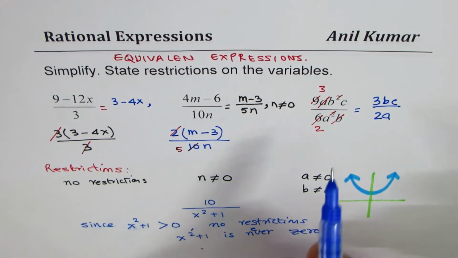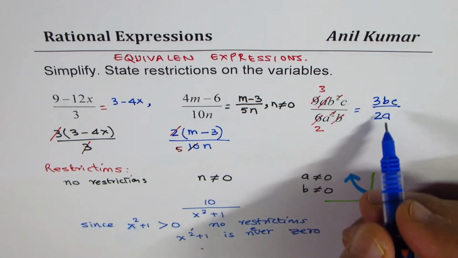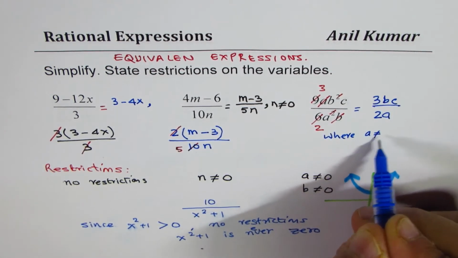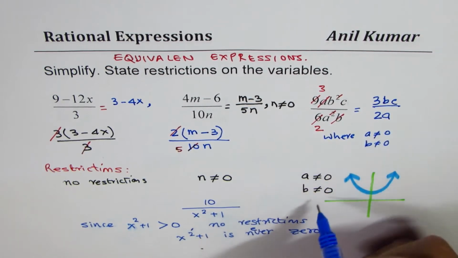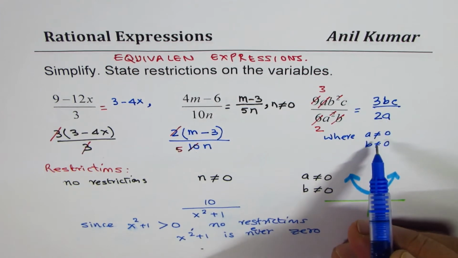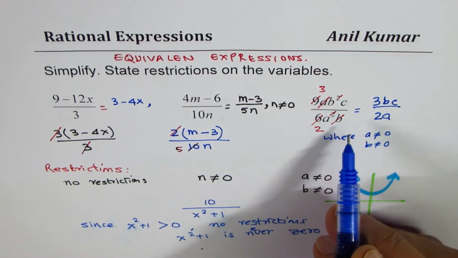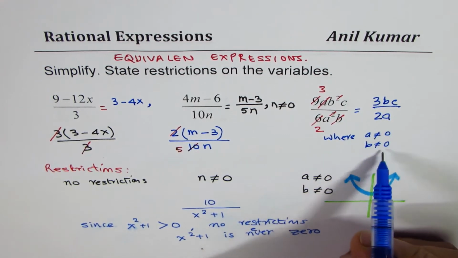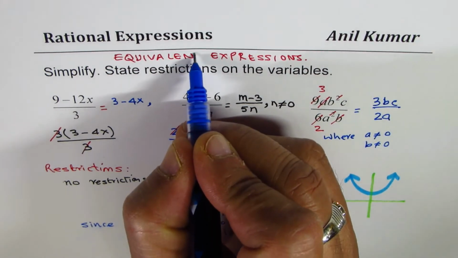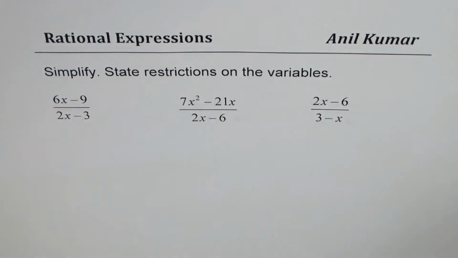Correct? So in this particular case, a and b cannot be equal to 0. So we can write here where a is not equal to 0 and b is not equal to 0, as I mentioned earlier. Only when you include the restrictions, the simplified version of the rational expression is equivalent. If you don't include this, then it is not equivalent. Perfect? Okay, let me correct this. Okay. Let's move on to the next screen.